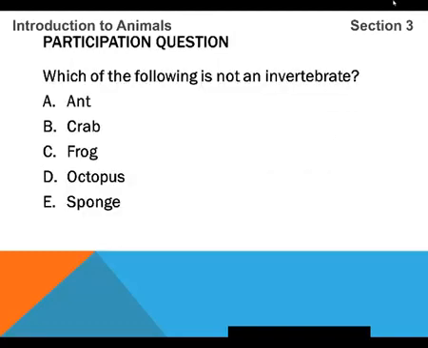So which of the following is not an invertebrate? A, an ant, B, a crab, C, a frog, D, an octopus, E, a sponge. If you're unsure, go back and review the definition of an invertebrate.